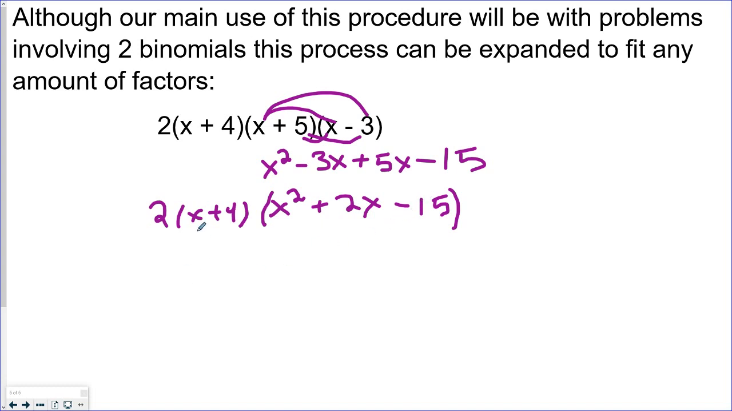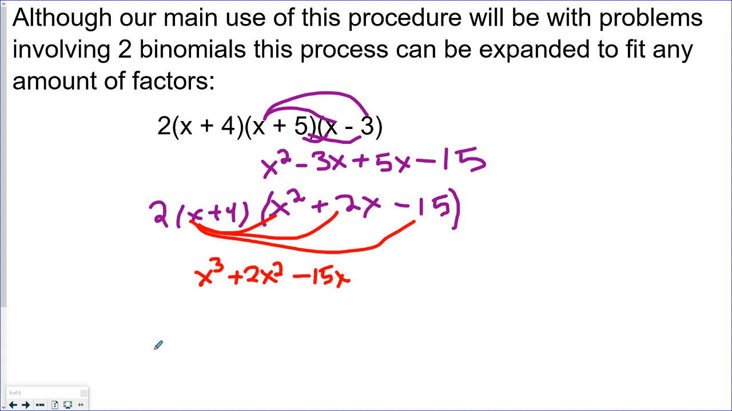So how do I multiply a binomial to a trinomial? Well, I take everything in the first and multiply it to everything in the second. So x times x squared, x times plus 2x, x times negative 15. X times x squared, that's x cubed. X times 2x, that's 2x squared. X times negative 15, that's negative 15x.